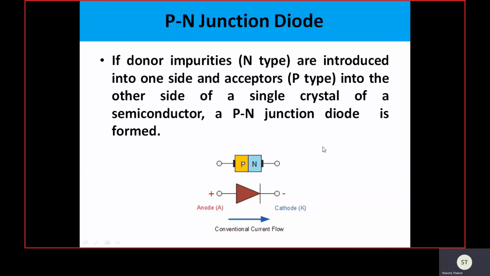In this experiment number 1, we are going to draw the VI characteristics of PN junction diode. So how is a PN junction diode formed? If donor impurities, that is n-type, are introduced into one side and acceptor impurities, that is p-type, are introduced into the other side of a single crystal of semiconductor, then a PN junction diode is formed.